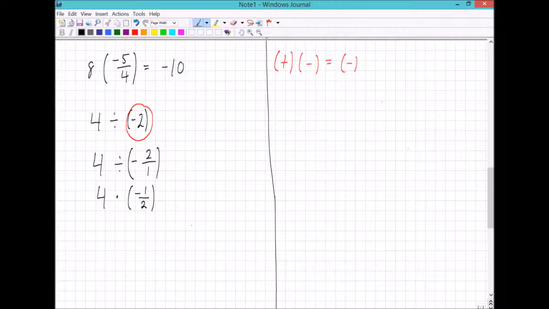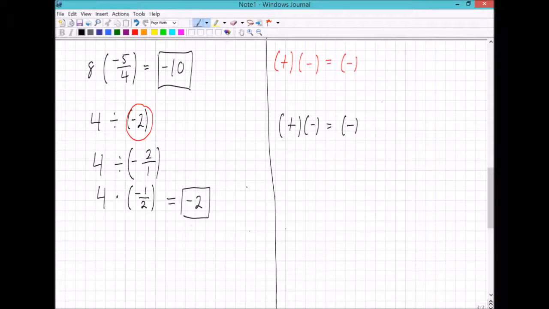Now we know the rule about multiplication. A positive times a negative, well, we've got that right above. It's also a negative. So if we have a positive times a negative, what do you think a positive divided by a negative would be? Well, if they're the same thing, of course it's going to be a negative number. 4 divided by 2 is 2, times negative 1 is negative 2. Let's not forget to box our answers. Shame on me for forgetting those.